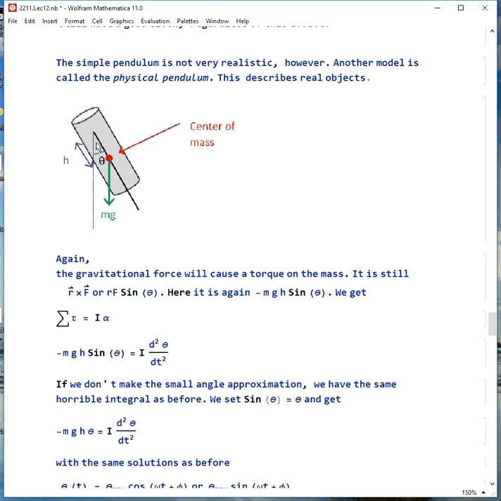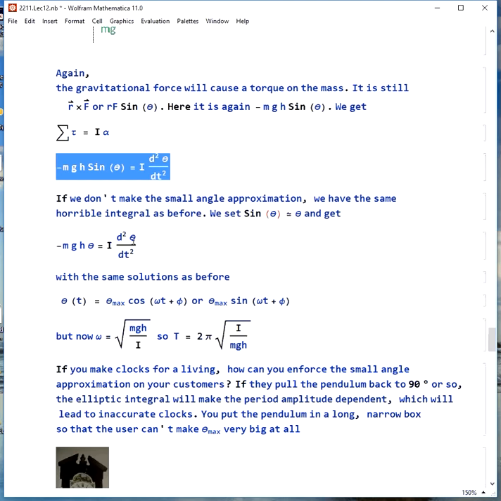We put it back in Newton's second law, and again we have to use the small angle approximation if we want to get something workable. So we get negative mgh theta is I times the second derivative of theta with respect to time. Same solutions as before, and now omega is the square root of mgh over I, and the period is 2 pi times the square root of I over mgh.